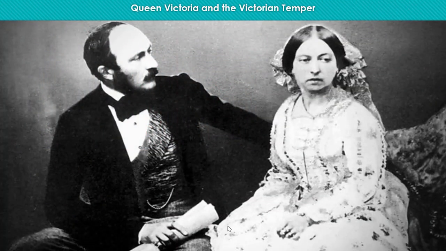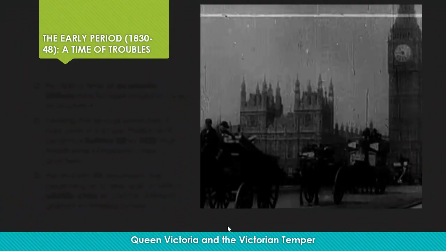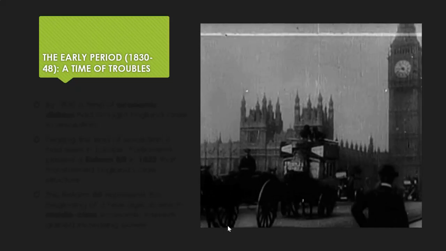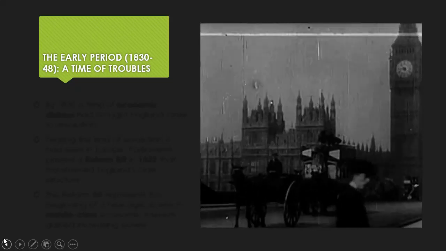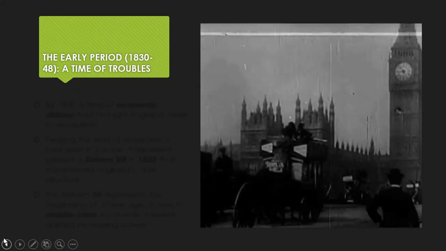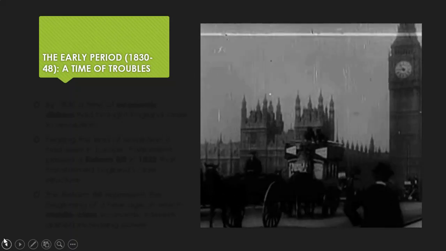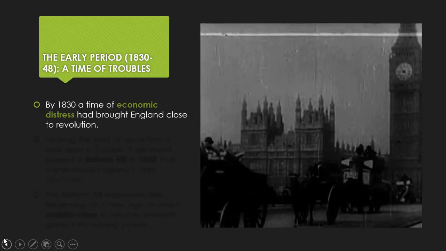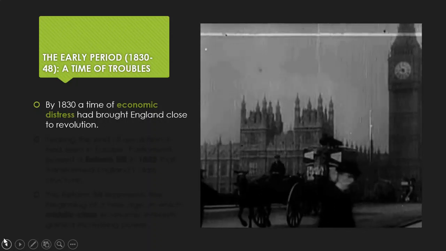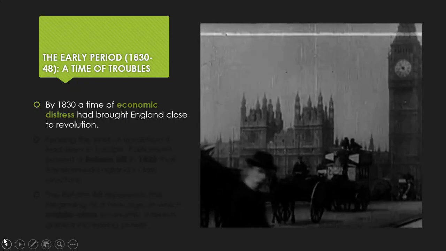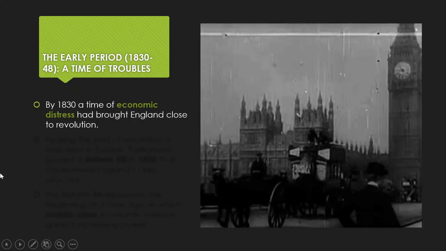Once again, Prince Albert, Queen Victoria. And this is one of the earliest footages made out of London. And you can see this guy just very interested in the camera. Let's just follow the time of troubles, the early period. The economic distress was a major issue, and if it was not controlled, it would end up in a revolution.